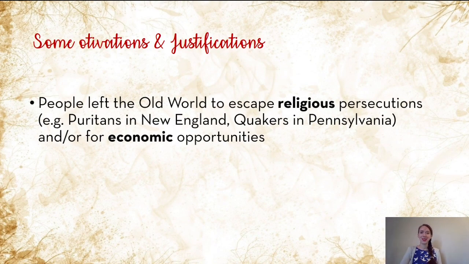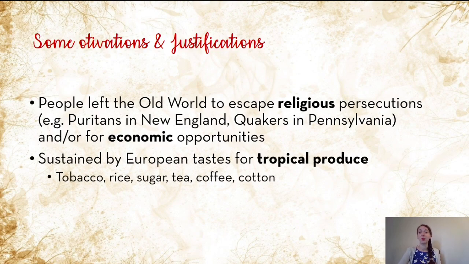So some of the motivations, and justifications, that were used to basically find ways of excusing or explaining the imperial expansion of Britain. There were people, of course, as you know, who left the old world, as it was sometimes called, to escape religious persecutions, for instance, Puritans in New England, Quakers in Pennsylvania. They were also hoping for new economic opportunities in a place that supposedly had a lot of vacant lands, even though this is something that is actually not exactly true, as you know, because the land was occupied, it wasn't vacant. This was also sustained by European tastes for tropical produce like tobacco, rice, sugar, tea, coffee, cotton.